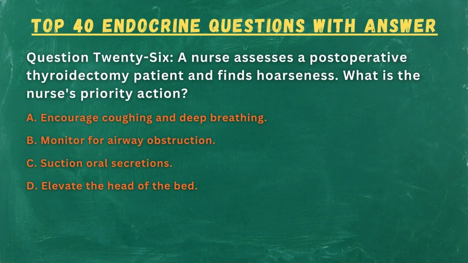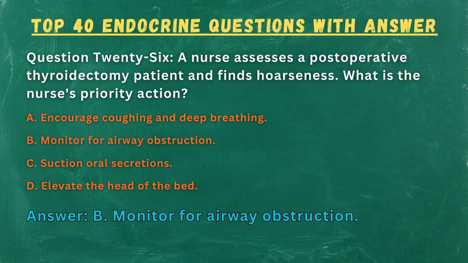Question 26. A nurse assesses a postoperative thyroidectomy patient and finds hoarseness. What is the nurse's priority action? A. Encourage coughing and deep breathing. B. Monitor for airway obstruction. C. Suction oral secretions. D. Elevate the head of the bed. Answer: B. Monitor for airway obstruction.